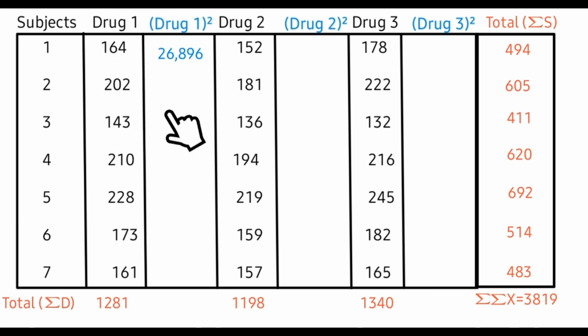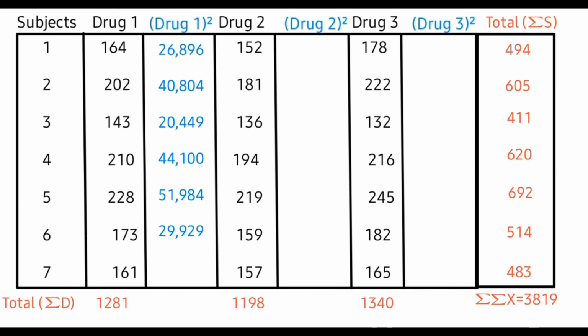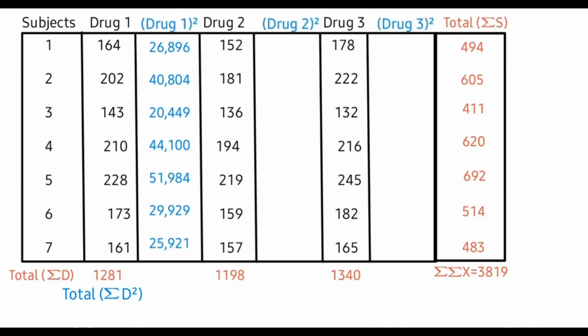164 square gives this, 202 square, the square of this, the square of this, the square of this, the square of this, lastly square of 161. Now let's proceed to summing all this. 26896 plus this, plus this, plus this, plus this, plus this, lastly plus this gives this.